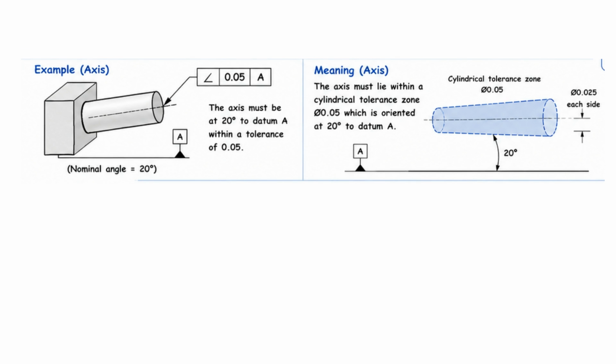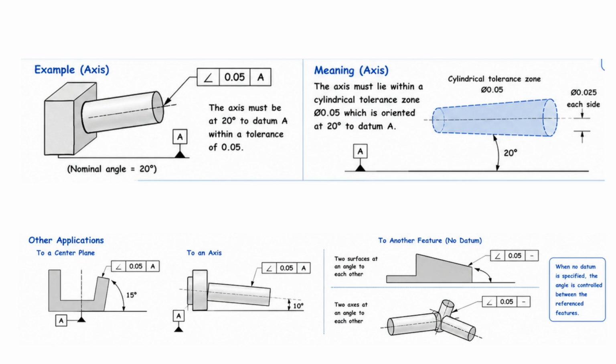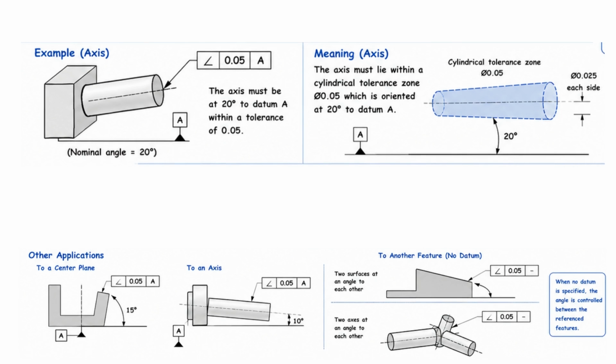Angularity controls features that are at an angle other than 0 or 90 degrees. The feature must remain within the tolerance zone around the specified angle. A datum is always required for reference.